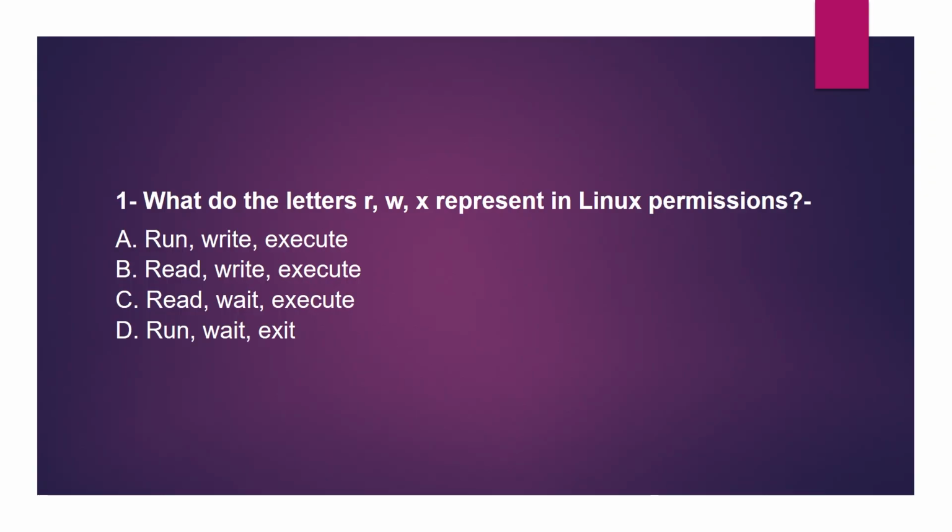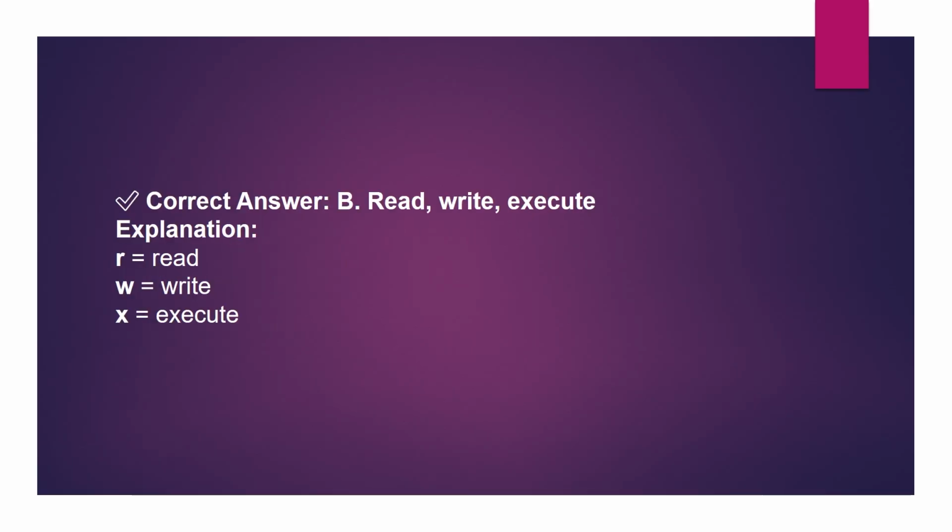Alright, first question. What do the letters drwx represent in Linux permissions? Correct answer is B. Read, write, execute. R is read, W is write, and X for execute.